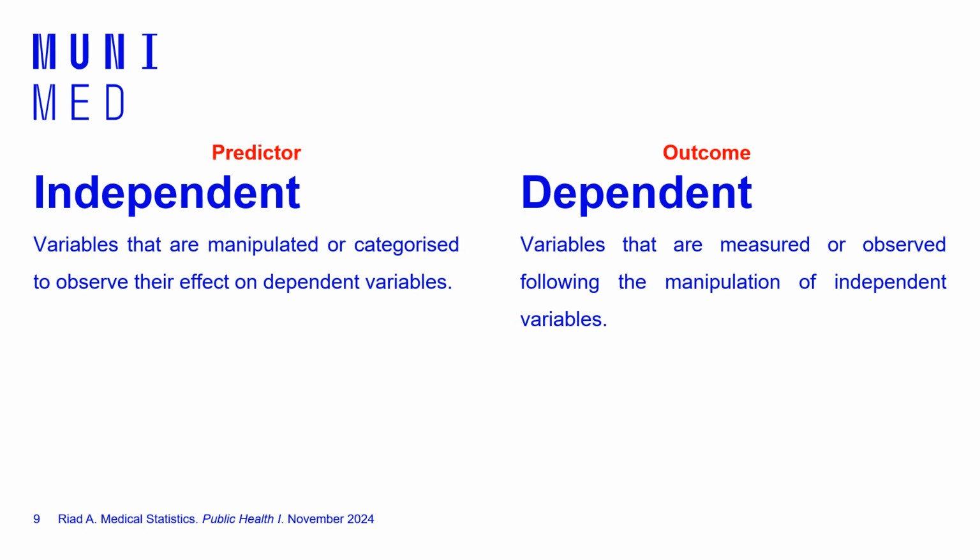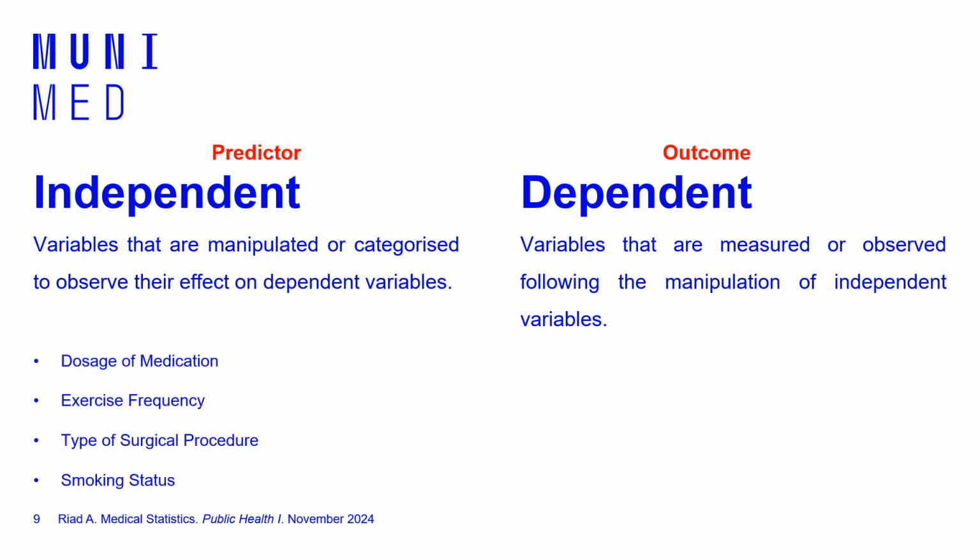However, the outcome variables, those are the results of the independent variables. Think about smoking and cardiovascular disease. Smoking can be a predictor. It can lead or it can influence the cardiovascular health and it may lead to disease. On the other hand, the cardiovascular disease itself is the outcome of smoking, which was the predictor or the independent variable. Okay, so some examples for independent variables could be dosage of medication.